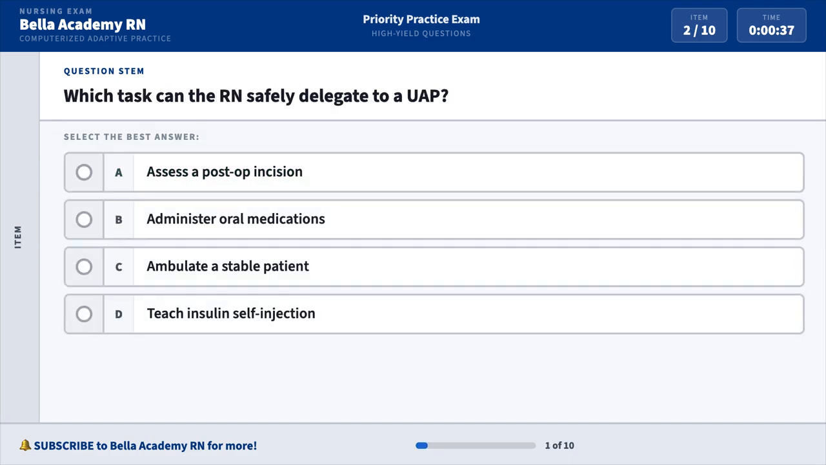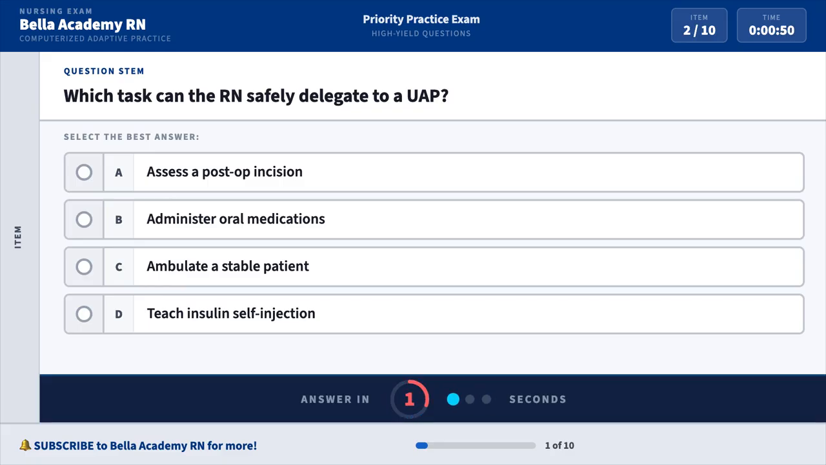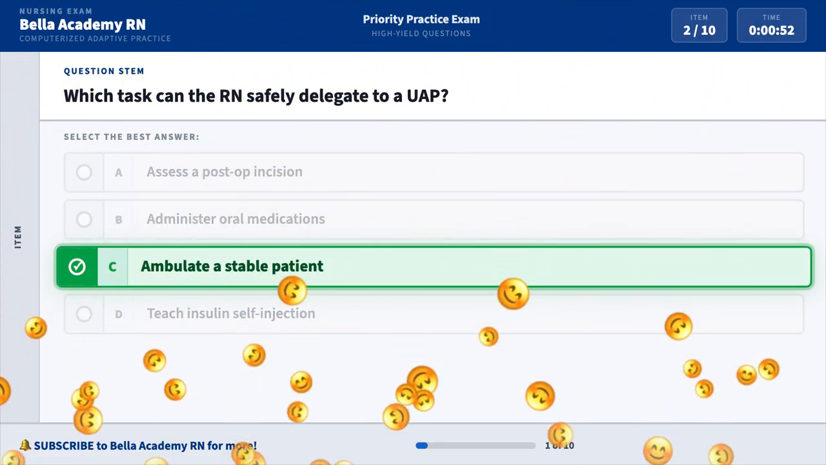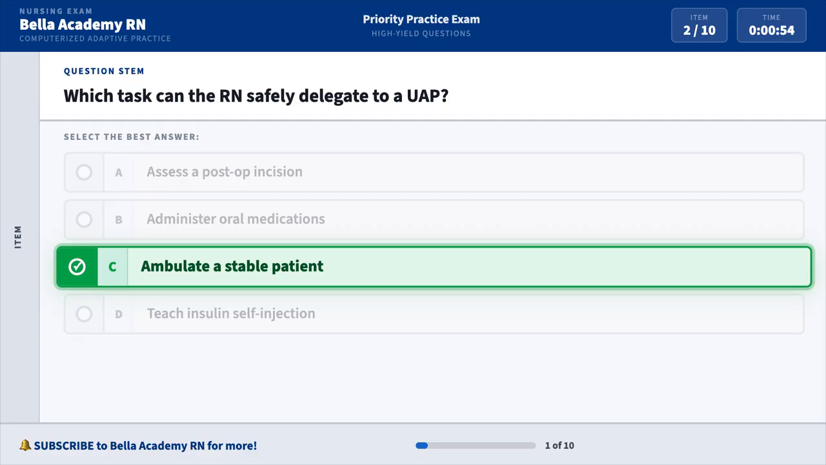Which task can the RN safely delegate to a UAP? Assess a post-op incision, administer oral medications, ambulate a stable patient, teach insulin self-injection. C. Ambulate a stable patient. UAP can assist with activities of daily living. Assessment, medications, and teaching are always the RN's responsibility.